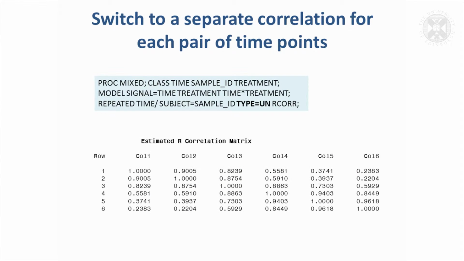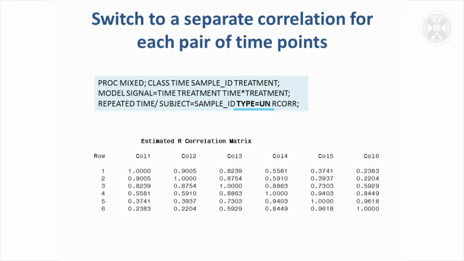However, it might be that those correlations are not constant, and that perhaps time points that are more widely separated are less correlated, or each pair of time points might have its own correlation. So there are lots of different types of correlation available in SAS that we can use. I'll just show one here, which is type UN, which stands for unstructured. So that gives us a separate correlation for each pair of time points.